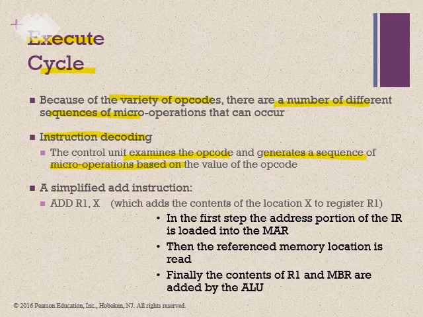To help you understand more, let us consider a hypothetical simple instruction: Add R1, X. X is a location in memory, and R1 is a register. What it will do is add X into register R1 and save it inside R1. For this add instruction, there is a specific micro operation sequence. In the first step, the address portion of the instruction register is loaded into the MAR.